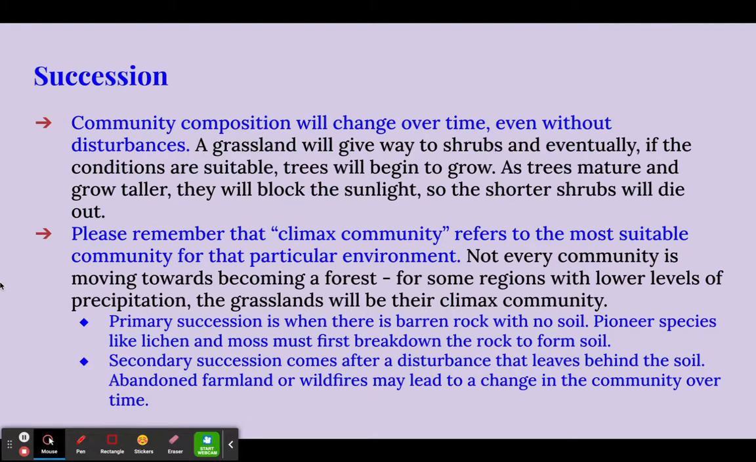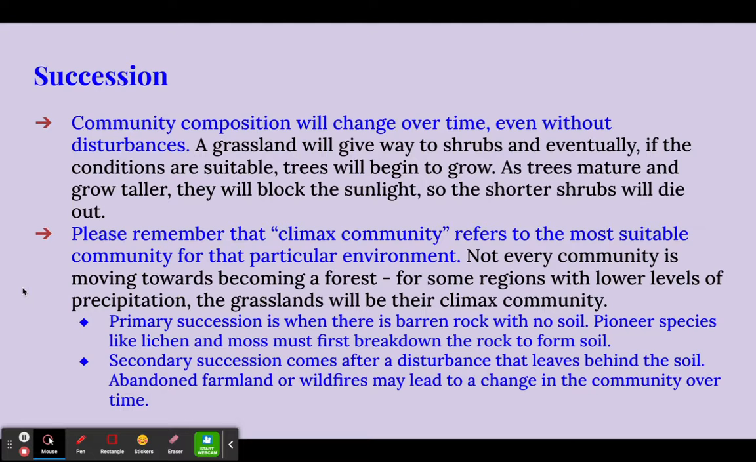So with succession, community composition will change over time, even without disturbances. The community is going to change over time, even if there are no massive ecological disturbances. Like a grassland, it will give way to shrubs, and eventually, if conditions are suitable, trees will begin to grow. So, even if there are no massive natural changes going on, we're still going to have composition change over time.